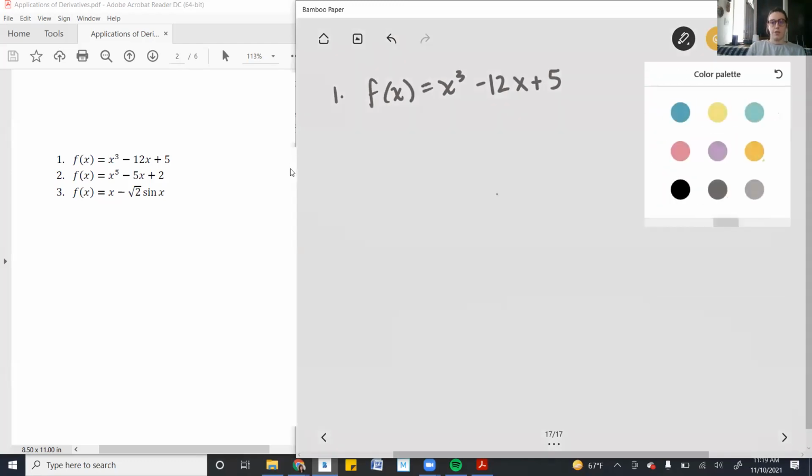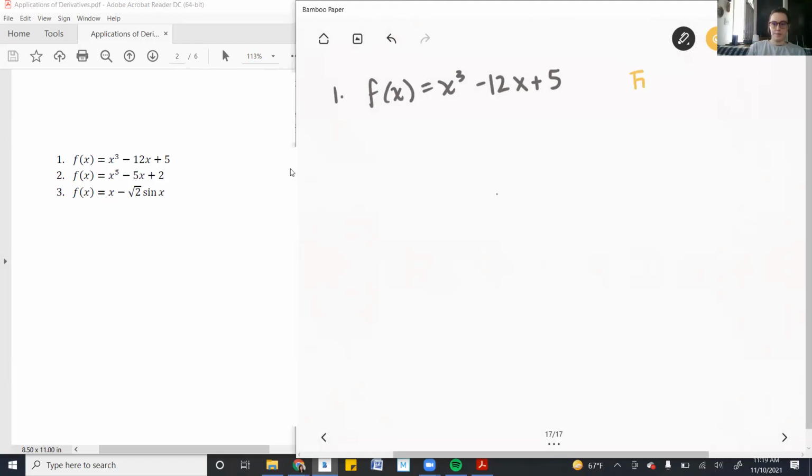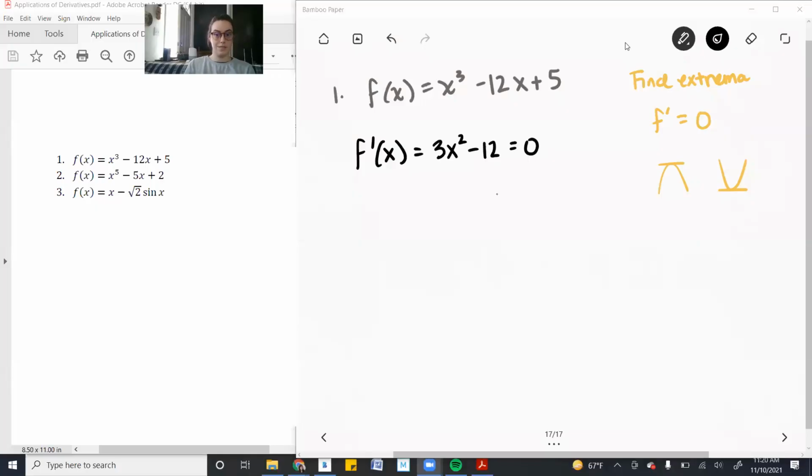So if I am trying to find locations of extrema, and then label if it's actually a min or a max, I know that I need my derivative to equal 0, because extrema mean that my derivative, or the slope of the tangent line, should be 0. So we're going to do that first. f prime of x. Set it to 0. And we should get x equals plus or minus 2.